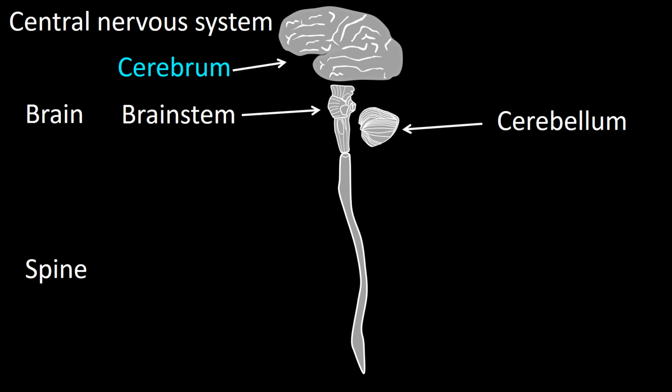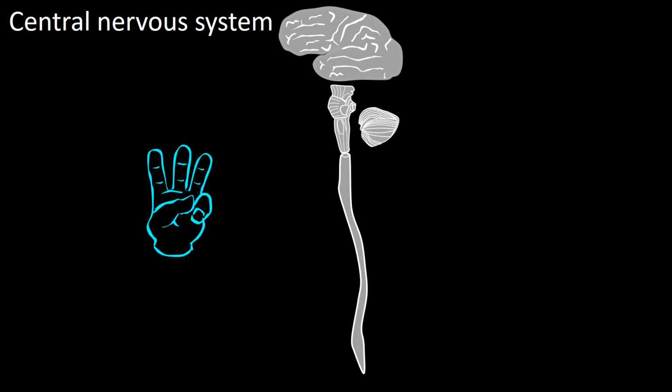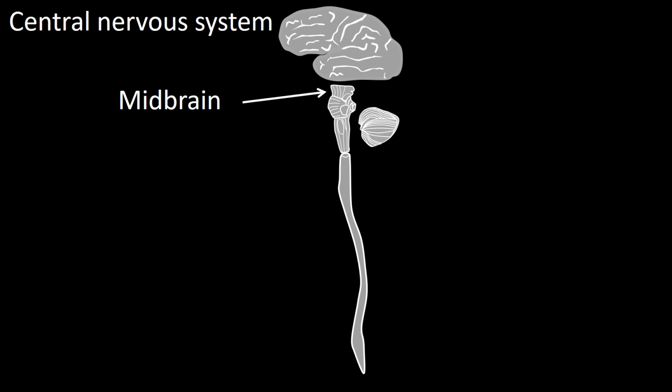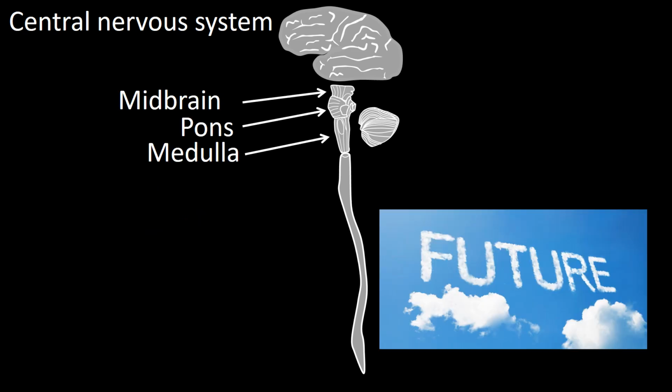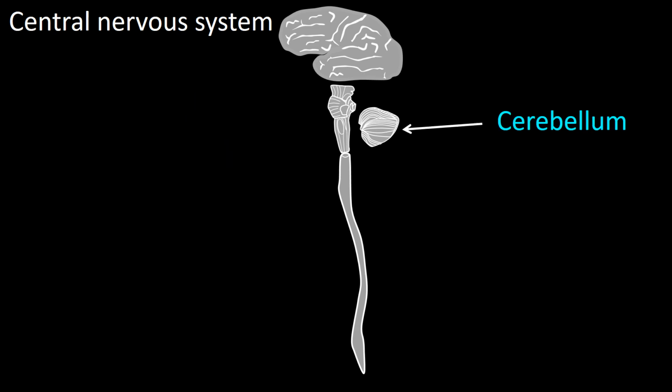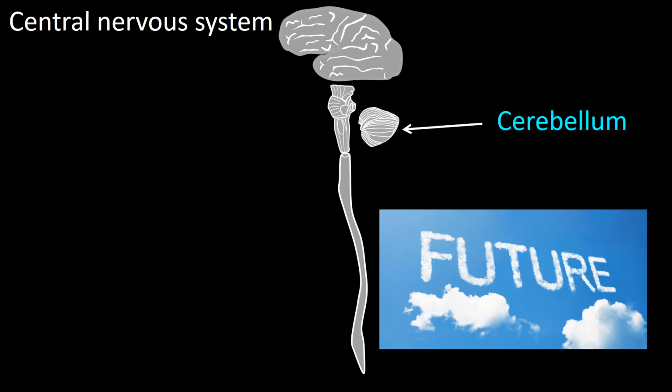Now that we have looked at the cerebrum's components, we will look at the brainstem. The brainstem has three components: midbrain, pons, and medulla. We will talk about these structures later on. The last division of the brain is the cerebellum. Again, we will talk about it in a future talk.